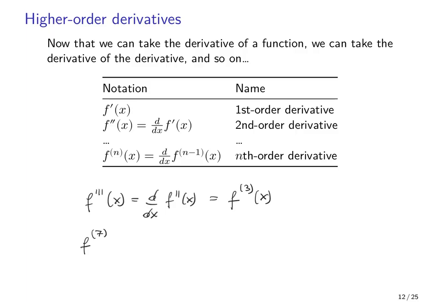For example, the seventh derivative of f of x. If we use the primes, then we would have to write f prime prime prime prime prime prime prime of x. This is of course something that we don't want to write, so our seventh derivative here we would definitely just write as f with 7 in parentheses.